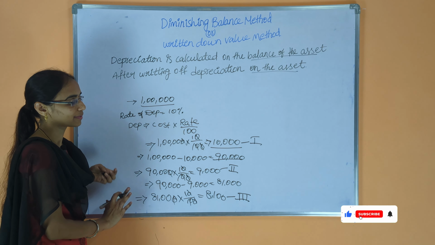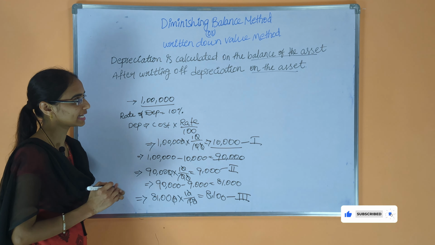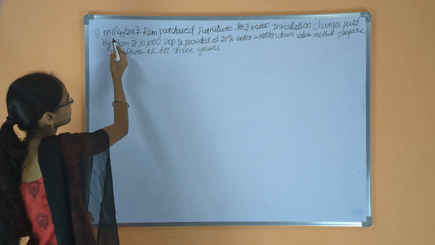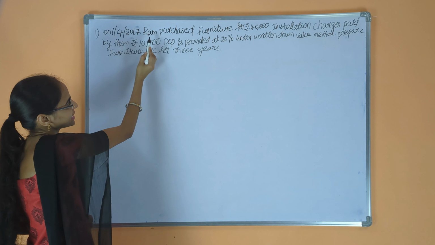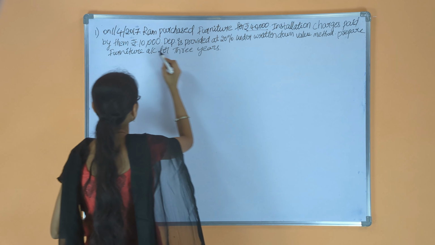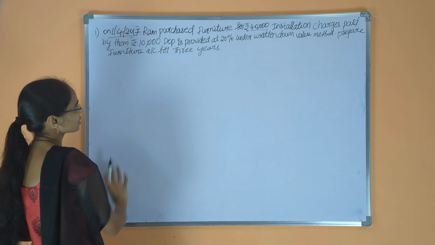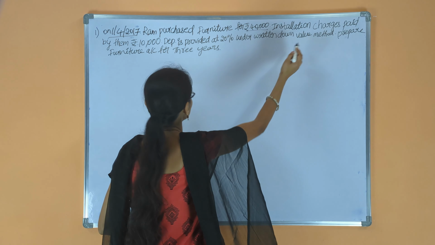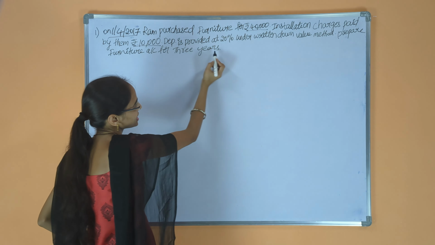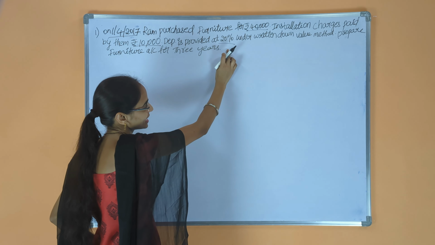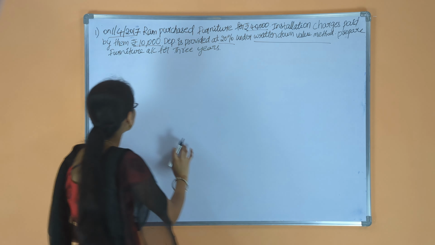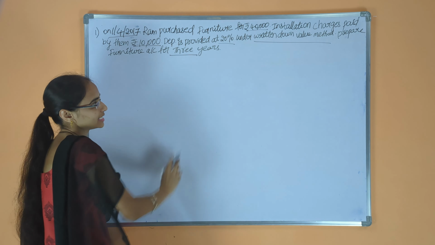Okay, now I will tell you a problem in this method, the written down value method. On 1st April 2017, Ram purchased furniture for rupees 40,000. Installation charges paid by them, rupees 10,000. Depreciation is provided at 20% under the written down value method. Prepare furniture account for 3 years.